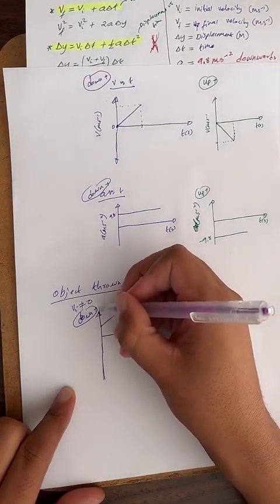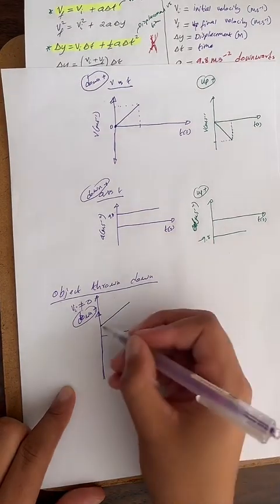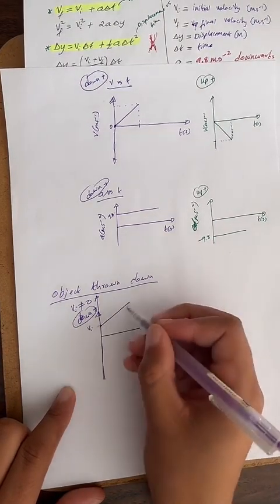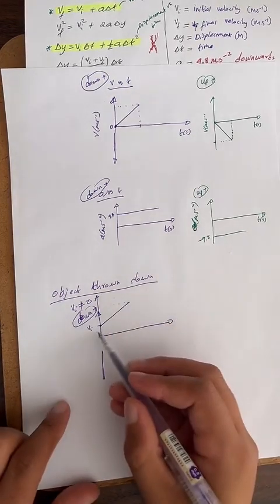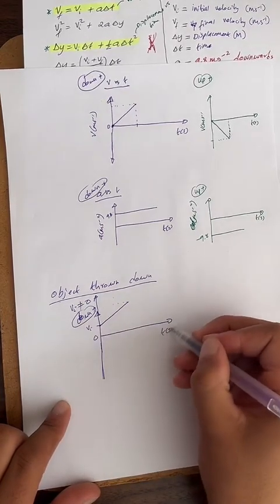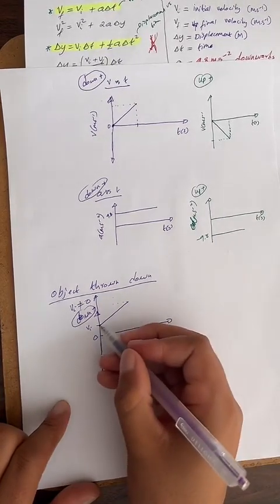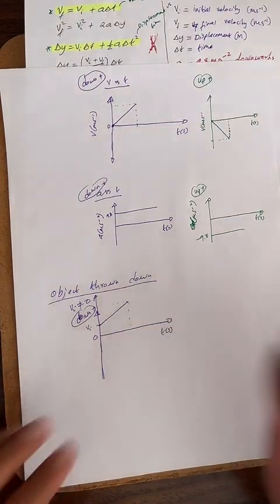I was supposed to extend my graph to that point. This point there will be the final velocity. This will be the initial velocity, and this will be the final velocity when it reaches the ground. Remember, it starts above zero because when the time was zero, the velocity of the object was not zero. It was thrown downwards, so the initial velocity is not zero, and this will be the final time when it reaches the ground.